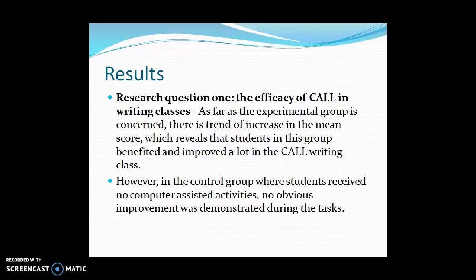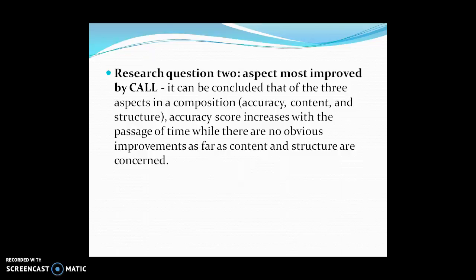However, in the control group, where students received no computer-assisted activities, no obvious improvement was demonstrated during the tasks. That is like precisely equal for me. I'm not a researcher. I don't have such an eye yet, but I've seen that the numbers for the scores of the students are really, really similar week by week. And as for the experimental group, you see changes, you see improvement week by week occurring with the students who were put in contact with CALL classes. I'm really sorry I couldn't present the charts, the figures for you, but it's really easy. The text is really short. I'm sure you're going to check that because you're curious. Well, to question 2, the most improved aspect by CALL was accuracy. So they were really precise, assertive with what they were writing.